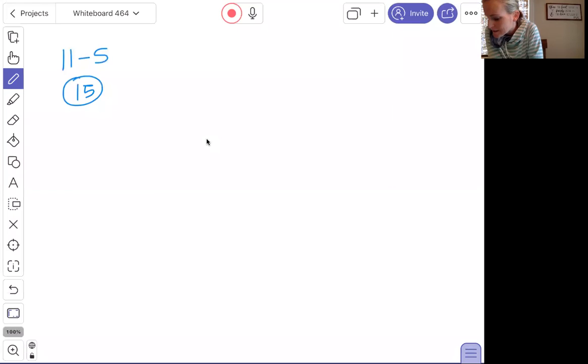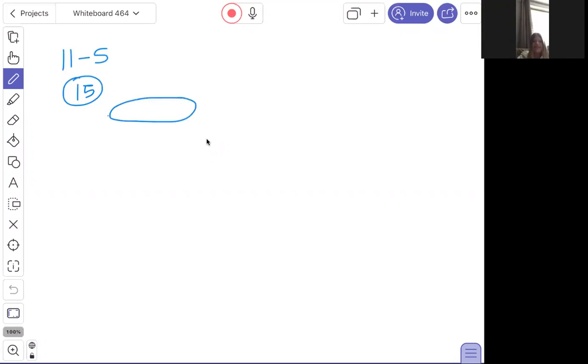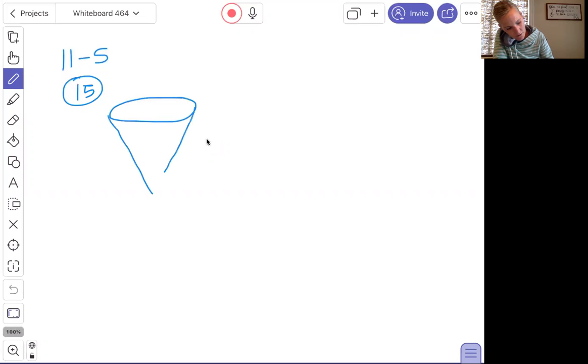Okay, so 15 says, in a chemistry lab, you use a filter paper cone to filter a liquid. The diameter of the cone is 6.5. So you have this cone, and it says the diameter is 6.5. Was it centimeters? Yeah. And the height is 6.